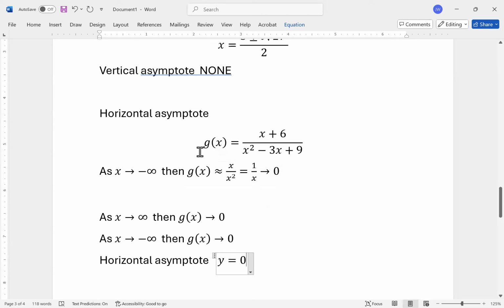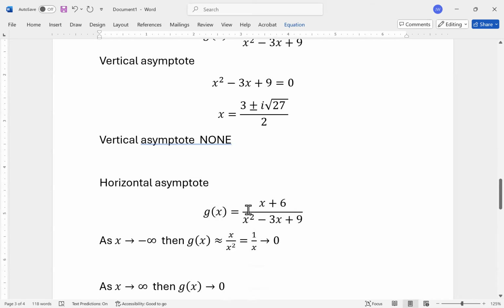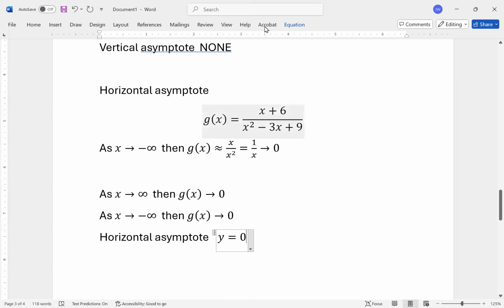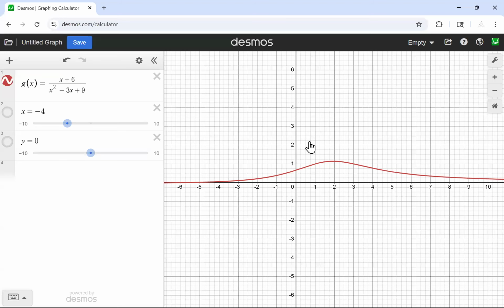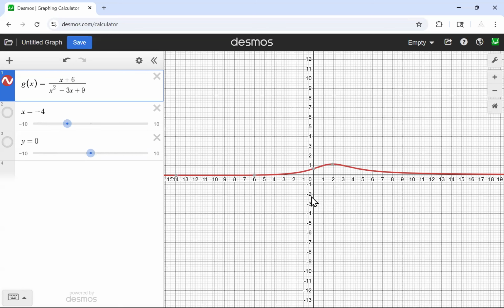Let's graph g of x and confirm that we get a horizontal asymptote of y equals 0 and that we have no vertical asymptotes. Again, I've graphed this on Desmos, and so you can see what's happening. In this case, we get this little hump right here around where x is close to 2. And then it kind of tails out on both sides. So this rational function looks like this.